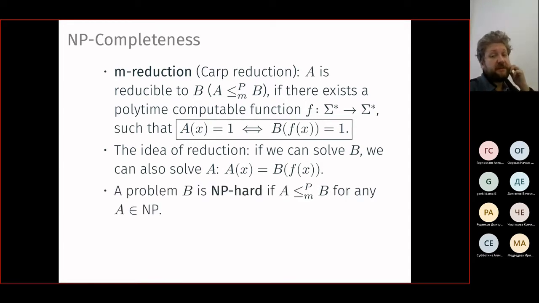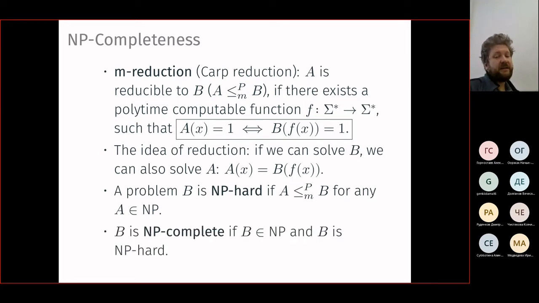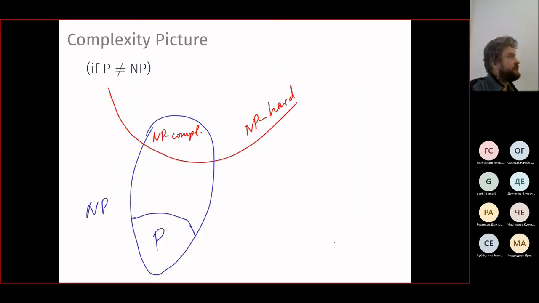And the problem is called NP hard if any problem in NP is reducible to it. And NP complete is a problem which is both NP hard and in NP. So you see that NP hard problems could be beyond NP, they could be harder. But if a problem is itself in NP, and at the same time it's NP hard, we call such problems NP complete. So this is the complexity picture, in the case P is not equal to NP.